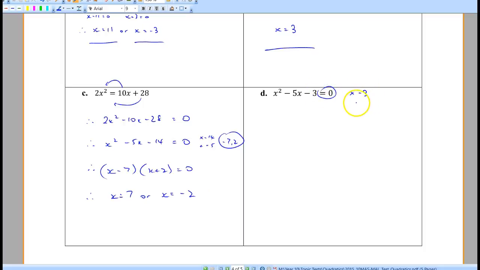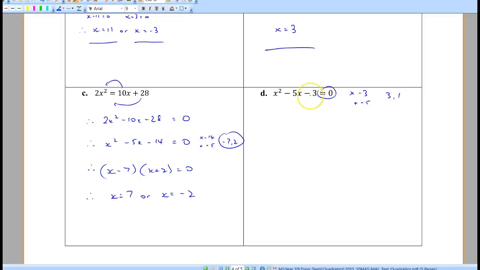Multiplies to minus 3, adds to minus 5. Can you think of a number that does both of those things? I think you'll find that there are no two numbers that multiply to minus 3 and add to minus 5, because to multiply to minus 3 you need 3 and 1. How are you going to get 5 to add out of 3 and 1? You're not going to get there.